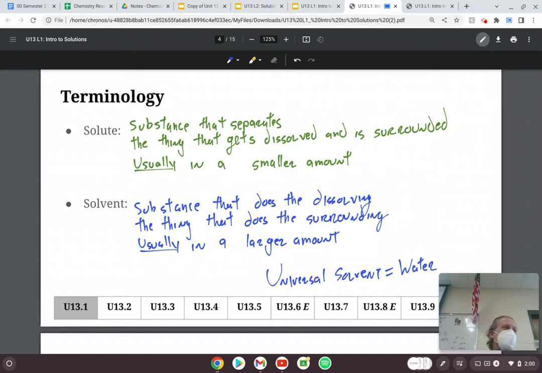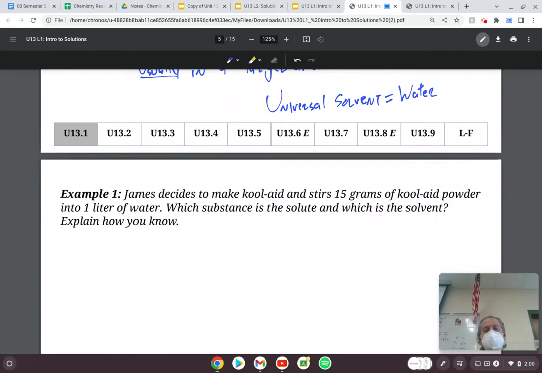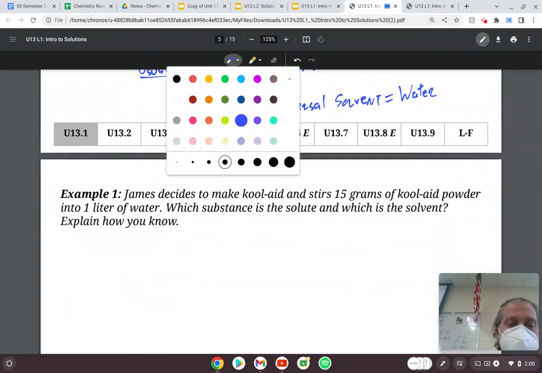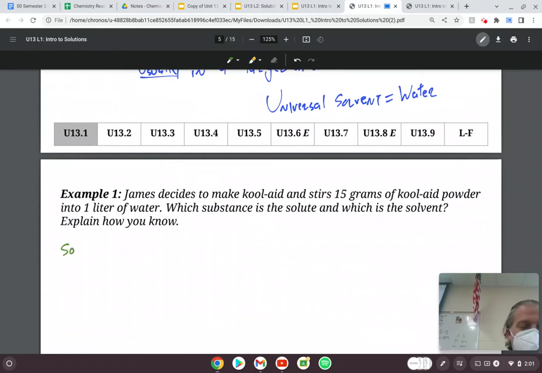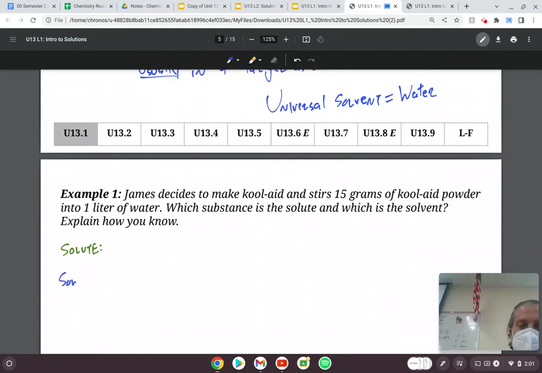So we're going to talk about what dissolving means and what it actually looks like in a few minutes. But before we do that, we're going to practice identifying something as a solute versus a solvent. So we have James who's deciding to make the Kool-Aid, and we are going to use this scenario to practice identifying solute and solvent and then try to explain how we knew that.